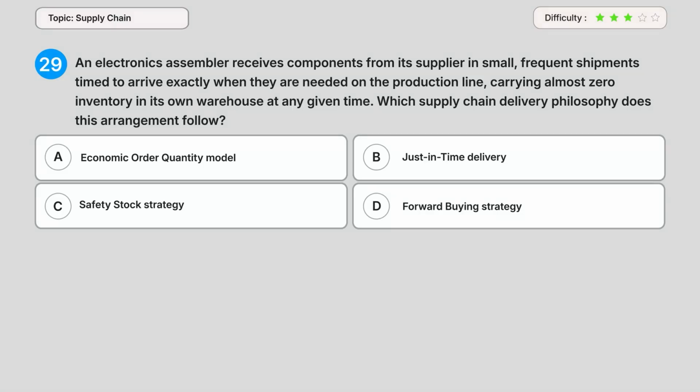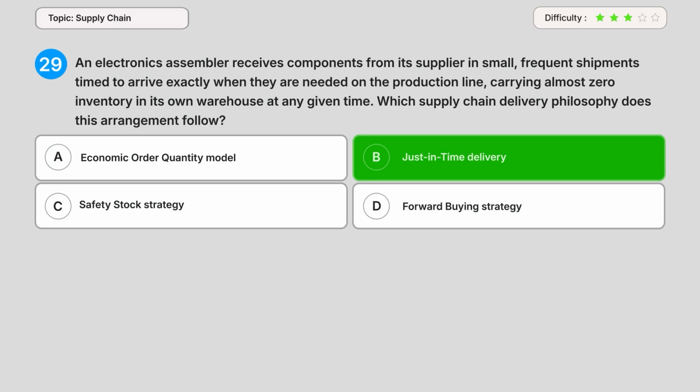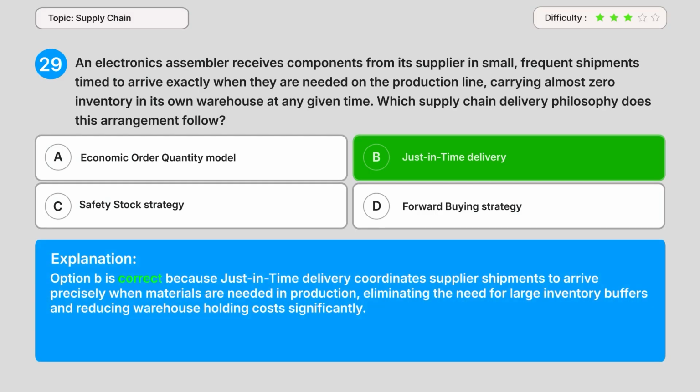Correct answer, B. Just-in-time delivery. Explanation. Option B is correct because just-in-time delivery coordinates supplier shipments to arrive precisely when materials are needed in production, eliminating the need for large inventory buffers and reducing warehouse holding costs significantly.